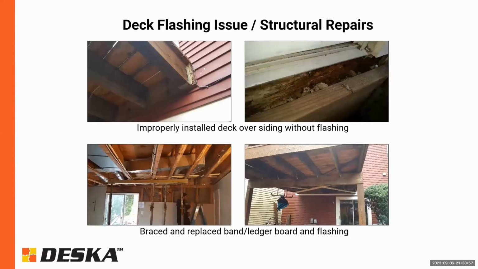Here's an example of something that we actually see quite a bit of, where someone builds a deck. There's whole communities built like this in some areas. I'm not going to mention any names, but they installed the ledger board on top of the siding and without flashing as well. And what happens is, one, water gets behind there if there's no flashing, and two, because you have this soft, flexible siding, the ledger board does not get a solid connection to the band board of the home.